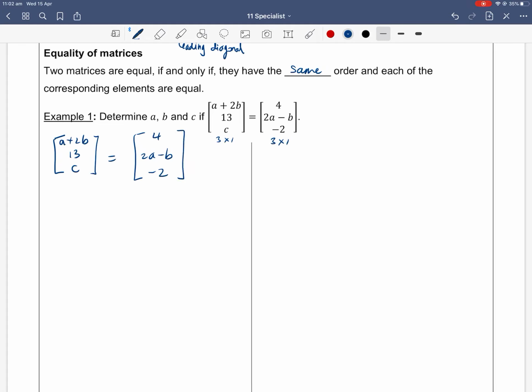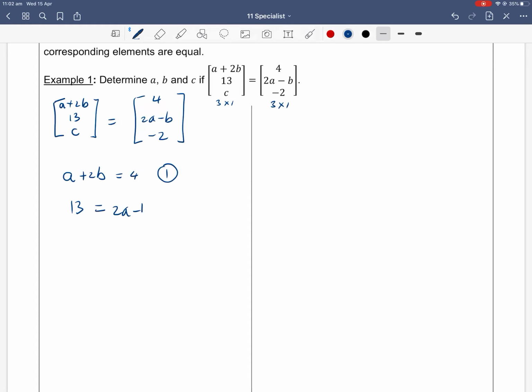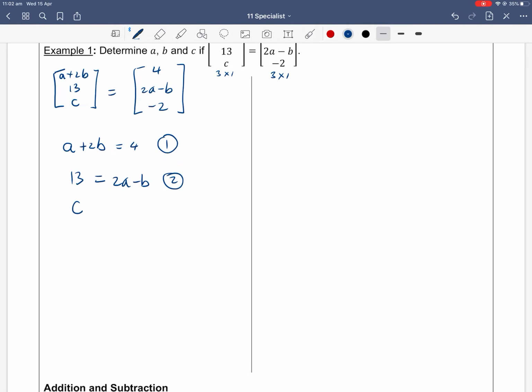For starters, both matrices are 3 by 1 matrices, which is good. So they have the same order, same size. If these two matrices are equal, then the corresponding elements should be the same as well, right? We've checked that they have the same order because they're both 3 by 1, and it also means that the elements are the same. So A plus 2B must be equal to 4. That's our first equation. We also have that 13 is equal to 2A minus B. That's equation 2. And C is equal to negative 2, which is equation 3, because that's the third element there. We've worked out what C is.